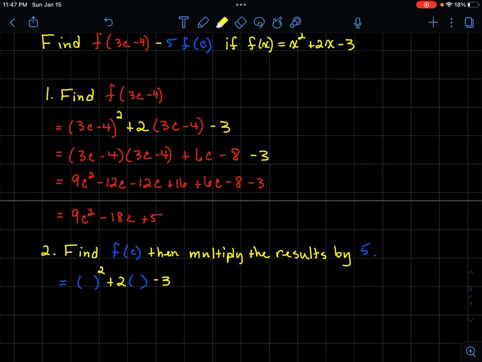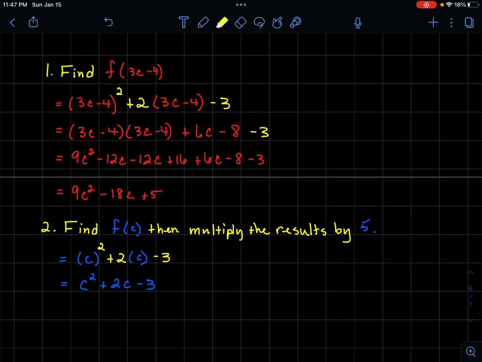Well, same way. Let's write parentheses where the x's are in the function. What's going into it? This time it's just the variable c. And this one is a lot shorter for just f of c, because when I square c, it stays c squared. 2 times c is 2c, and minus 3. But that is just f of c. We want to multiply this result by 5.